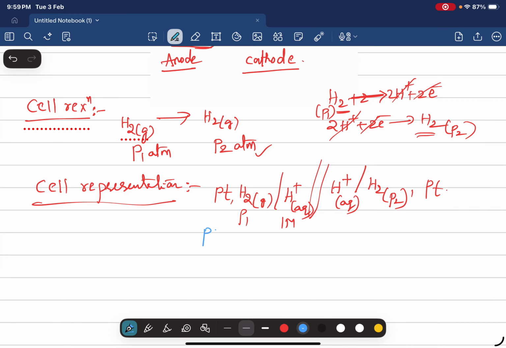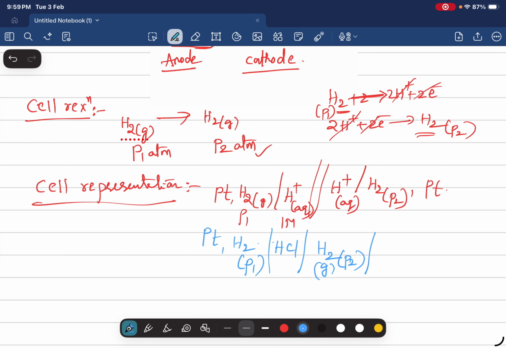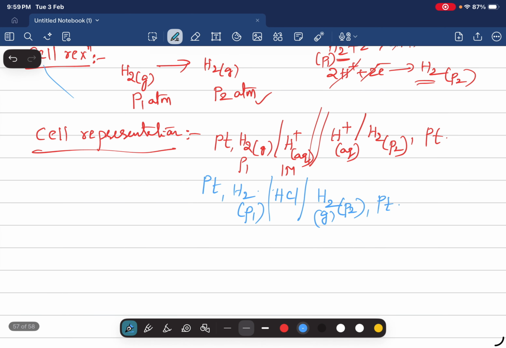The other way is Pt comma H2 at P1, and this one is converted into HCl or 1 M H+ concentration. From that itself H2 gas is formed at P2, and this happens with which electrode? Pt electrode. This is another way to represent this cell.